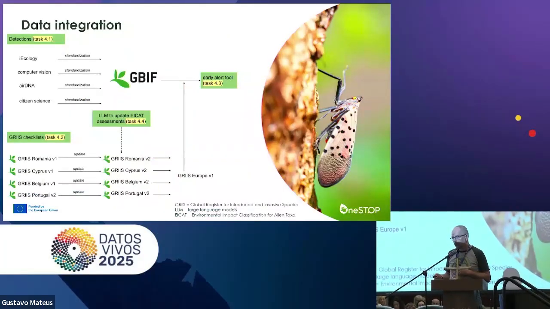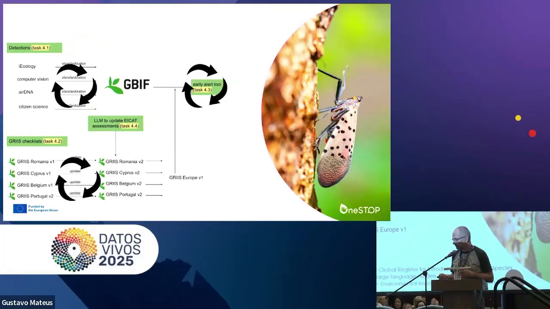So OneStop also collects observation data from iEcology, computer vision, eDNA, and citizen science. And we combine that with the list data because those lists are more the authoritative one rather than the observations. We're making new lists, and we're trying to roll out the Belgian way of semi-automating the process to Romania, Cyprus, and Portugal as well. And anyone else, in actual fact, who would like to try our methodology too.